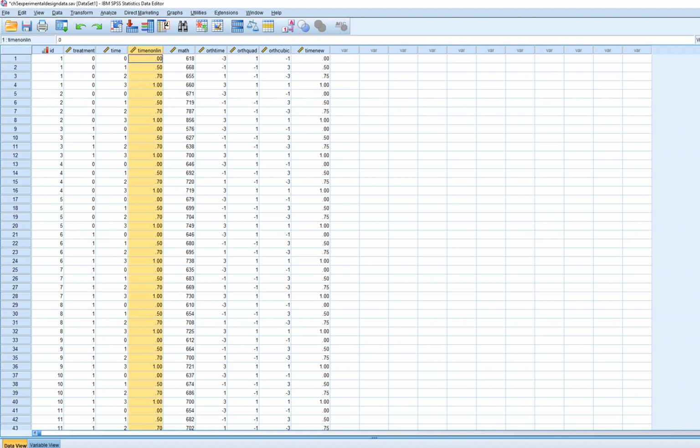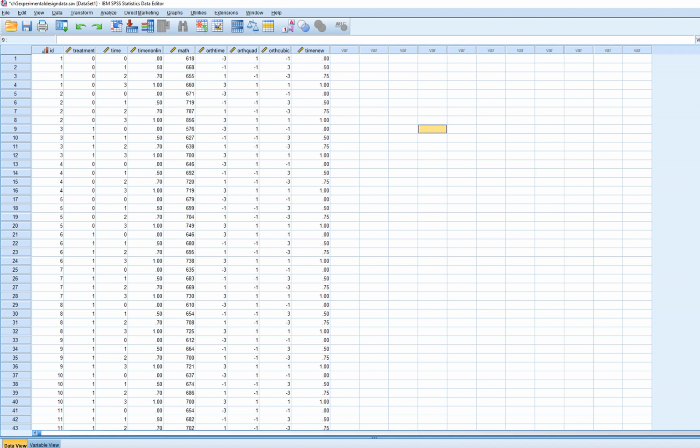This is their discussion of alternate coding. Basically, for the time variable, the first measurement occasion, or the initial status, was coded 0, and the end status was coded 1. Then they recoded the previous time coding of 1 to a 0.5, and the previous time coding of 2 to a 0.7.